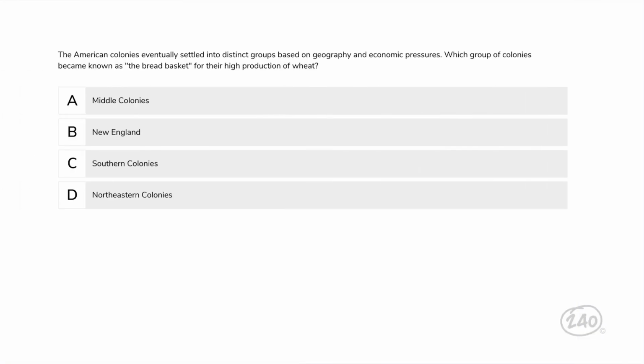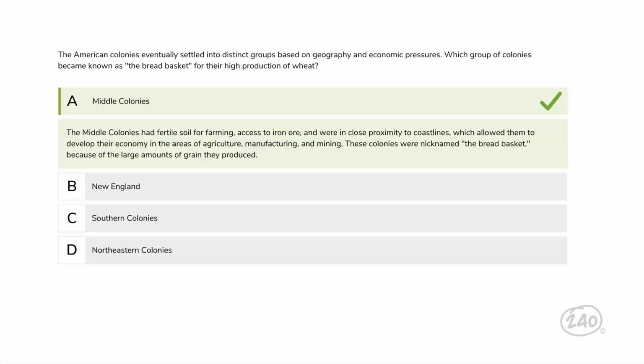Let's look at a question about American history. We discussed the Civil War earlier, but let's go back in time even further, to the colonial period. The American colonies eventually settled into distinct groups based on geography and economic pressures. Which group of colonies became known as the breadbasket for their high production of wheat? The correct answer is the middle colonies, because they had fertile soil for farming, and were nicknamed the breadbasket because of the large amounts of grain they produced.